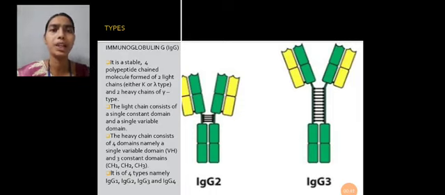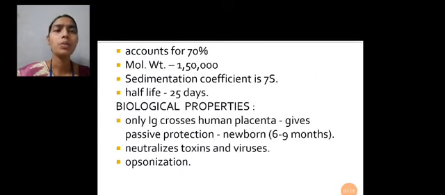First one is the G type. It is a stable one. It consists of 4 polypeptide chained molecule formed of 2 light chains, 2 heavy chains. The light chain consists of single constant domain and a single variable domain. The heavy chain consists of 4 domains, namely a single variable domain and 3 constant domains. It is of 4 types, namely G1, G2, G3 and G4 with some structural differences. So it accounts for 70% of the antibodies.